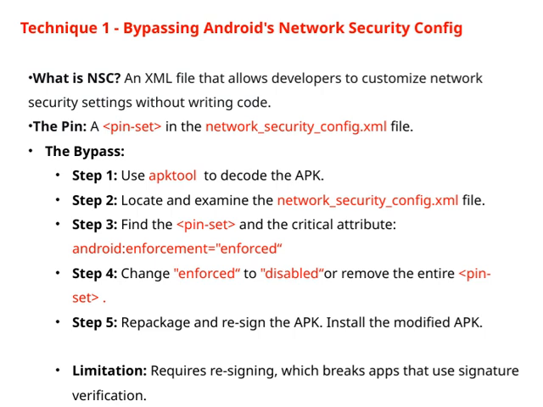After making these changes, repackage and resign the APK. Finally, install the modified APK on your device. It's important to note that this technique has limitations. Since re-signing the APK breaks signature verification, apps that rely on signature checks may no longer work correctly after modification.